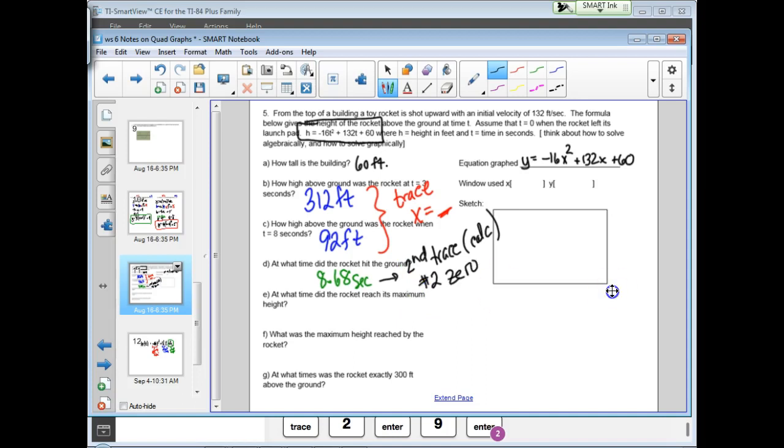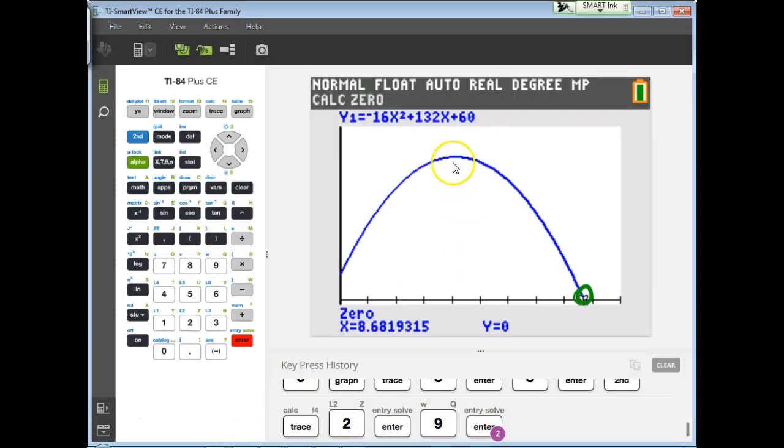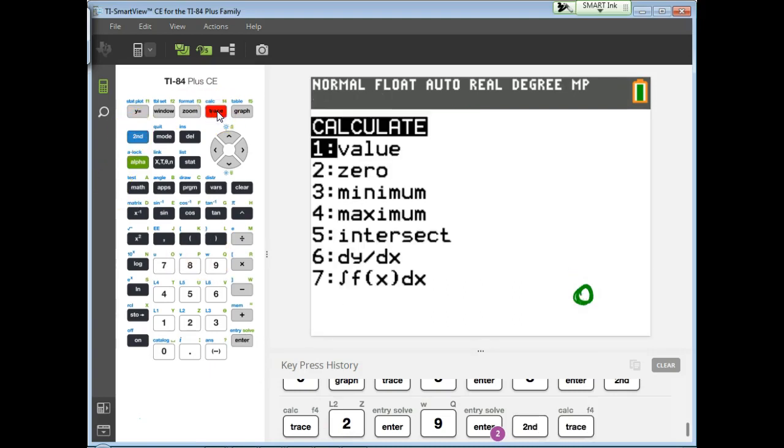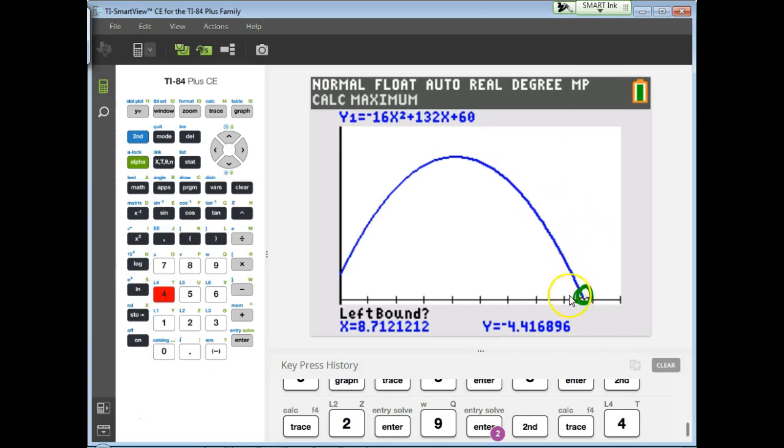Now it's going to ask me some questions about what is essentially the vertex. It says, at what time did the rocket reach its maximum height? And then it's going to ask me, what is that maximum height? So two separate questions. So let's go find the top of that parabola, also known as the vertex. What would you call this vertex in reference to your options in that calc menu? He is the maximum. Very good. If it's the top of a parabola, it's the maximum. So choose number 4. And then this time, when it says left bound, right bound, they're referring to that maximum.